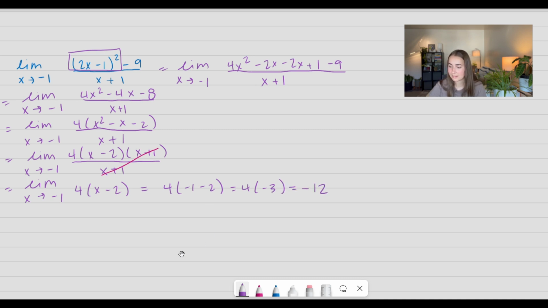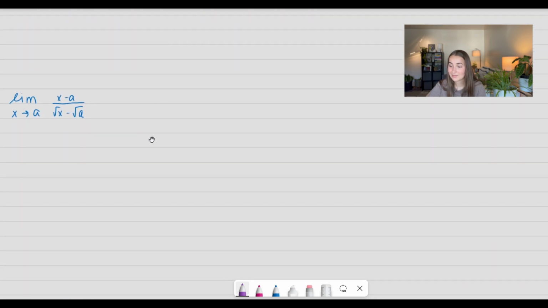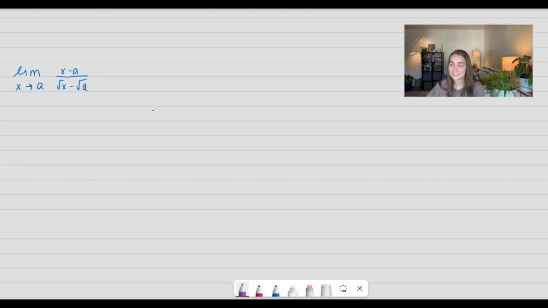Let's go ahead and view one more example. This one's, actually, these are one of my favorites. They're very tricky. So looking at our denominator, if we were to plug in a, we would get the square root of a minus the square root of a, which is equal to 0. So that's our issue again, right? The denominator is equal to 0.